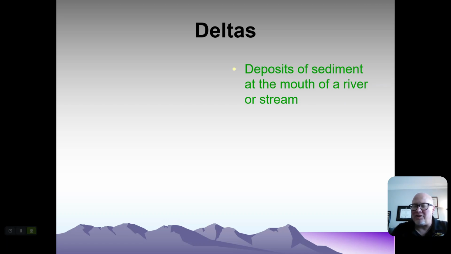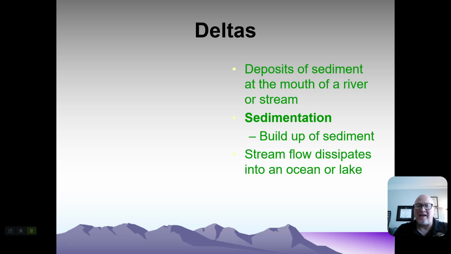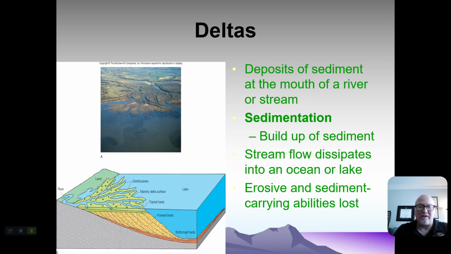Deltas happen at the mouths of rivers, where rivers come into contact with the ocean. It's called a delta because it's a fan that spreads out into a triangle, and a triangle is the Greek letter delta. As the water runs down the river, it's going to be carrying a lot of sediments. As it reaches the ocean, it's going to slow down, and as it slows down, it drops these sediments. And so what you end up with is this fan-shaped delta.